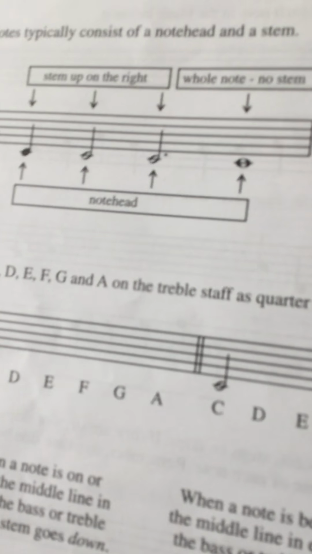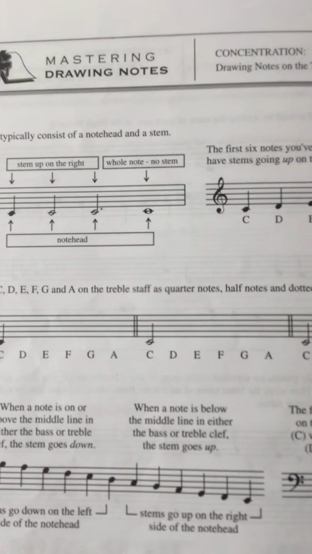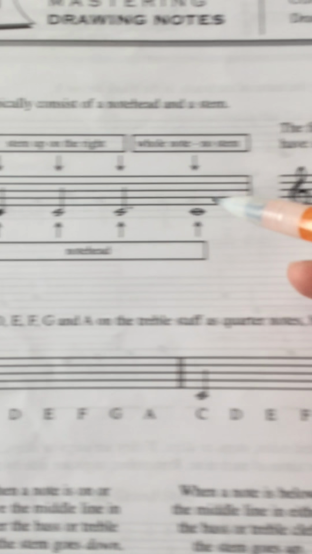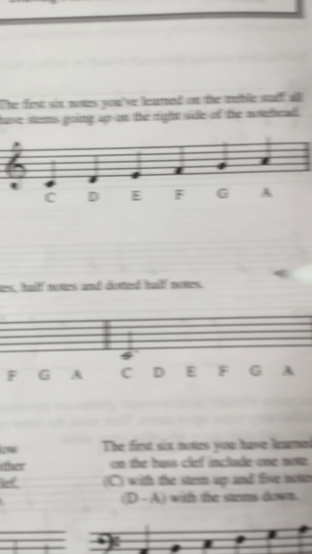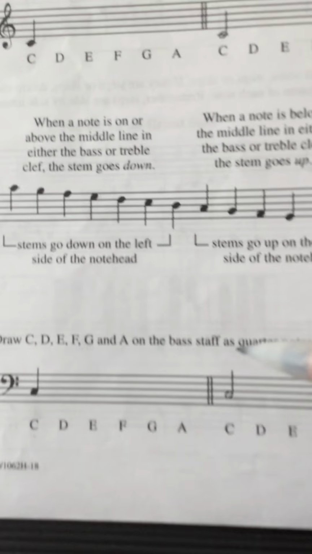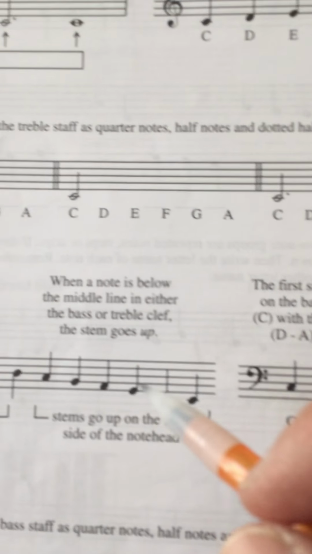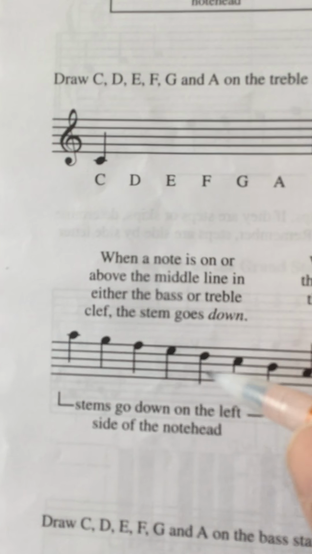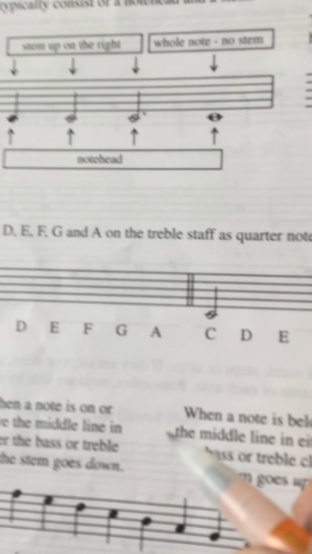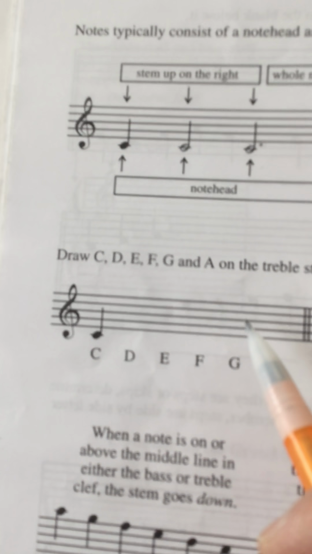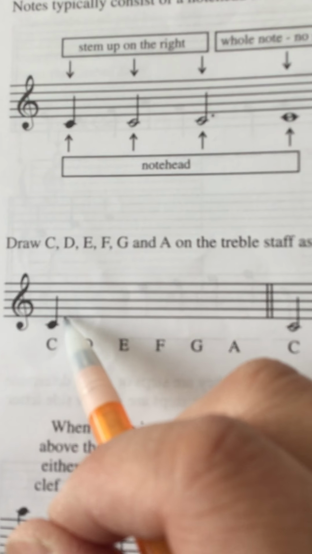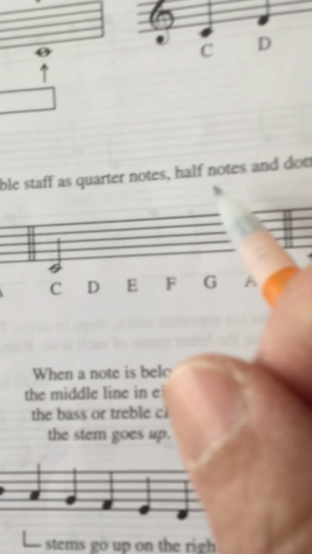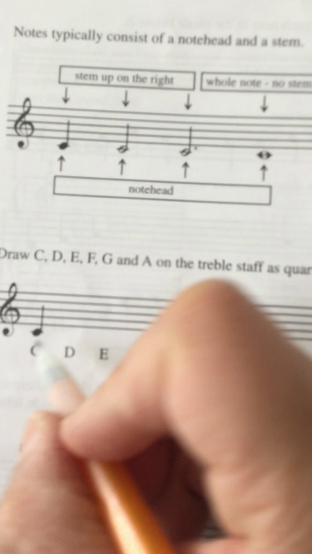Looking at page 18, this is the part about stem lines. We talked about stems sometimes going up, right? And then sometimes, as we see later, sometimes the stems will head down, like here, right? So the difference is, let's see, so they just have you drawing C, D, E, F, G, A on the treble staff as quarter notes, half notes, and dotted half notes. So this part's pretty easy.